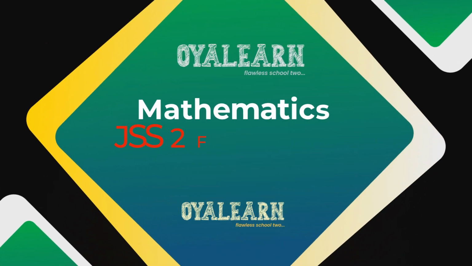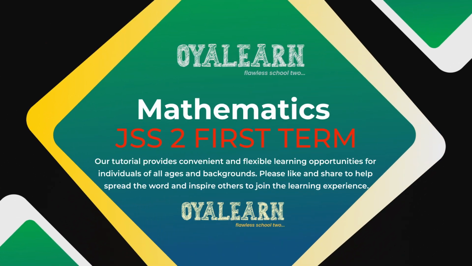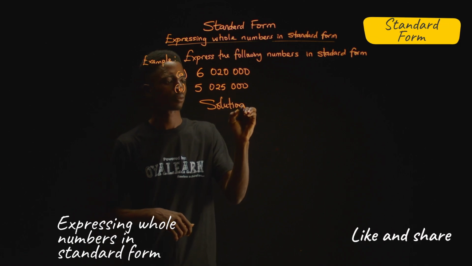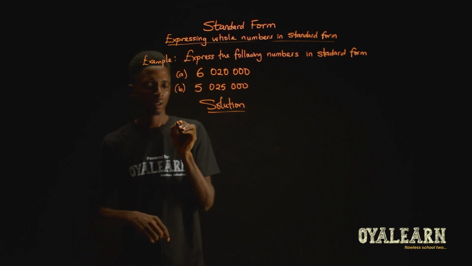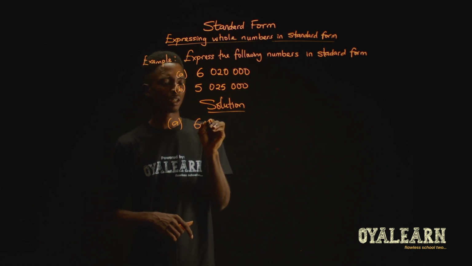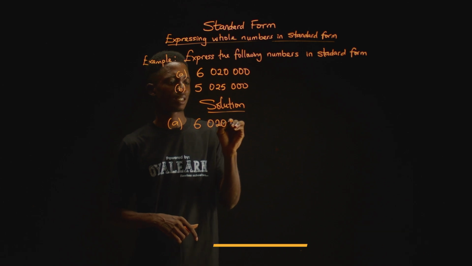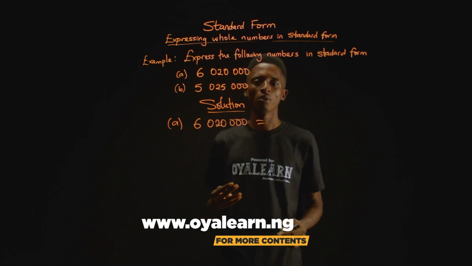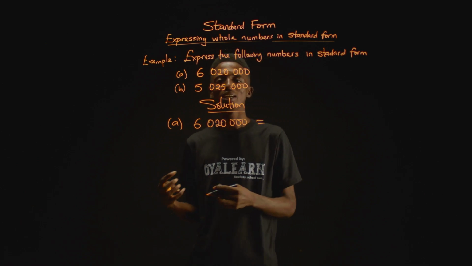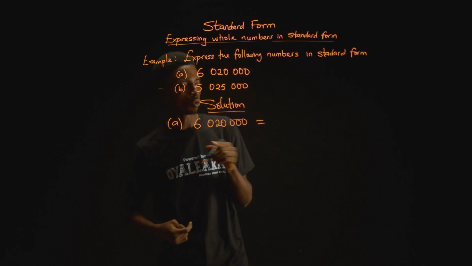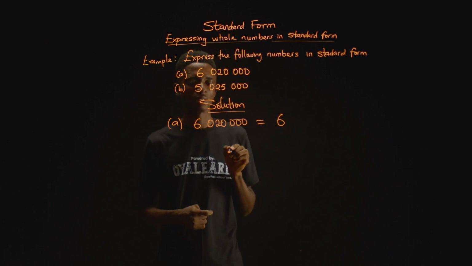Let us express these numbers in standard form. Solution. For part A, we have 6,020,000. Now, to express this in standard form, remember that your A has to be a number that ranges between 1 to 10. So we would have 6.